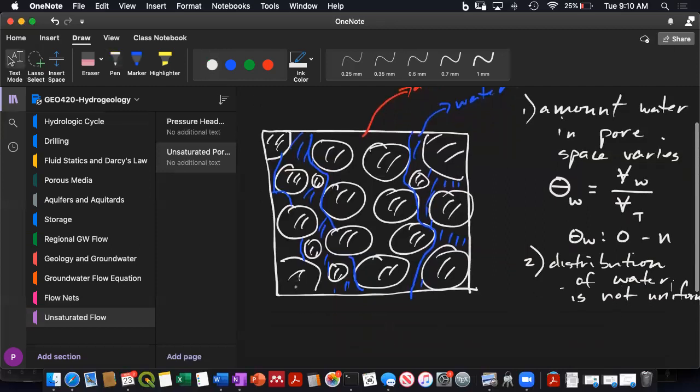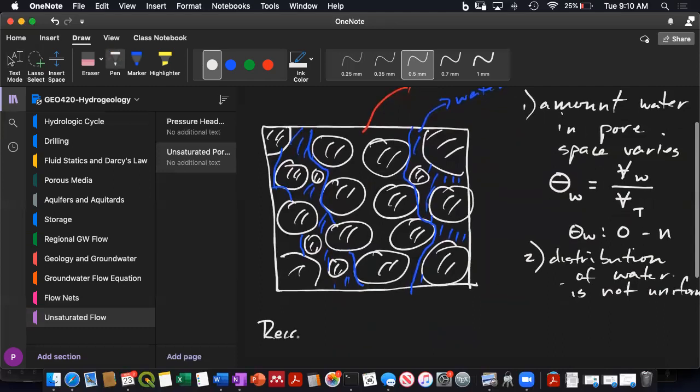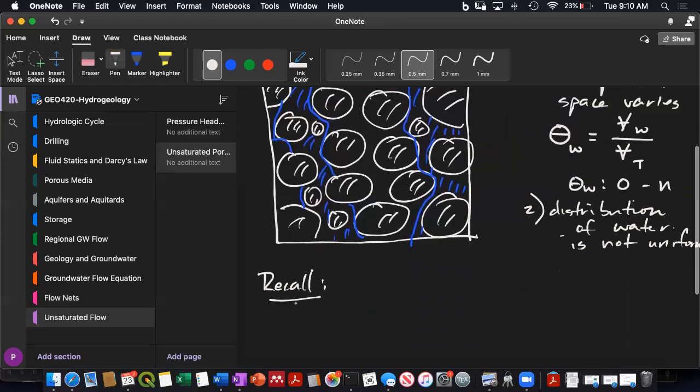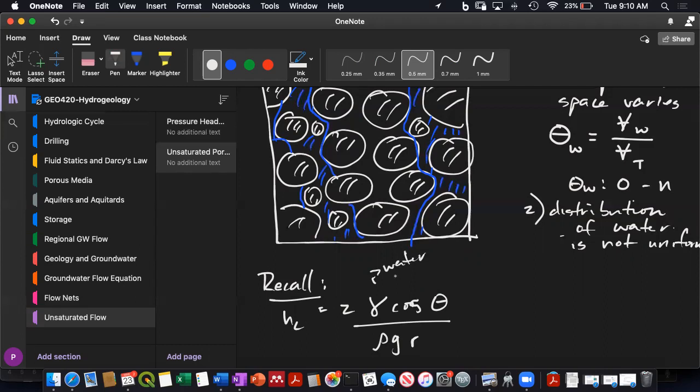And if we recall, do you remember we talked about the height of the capillary rise? The height of the capillary rise is a measure of how well your soil will pull water into it. And it has this 2 gamma cos theta over rho g r. Gamma was water surface tension, how well water clings to itself. Theta was the contact angle, how well water adheres to, or sticks to, the soil.